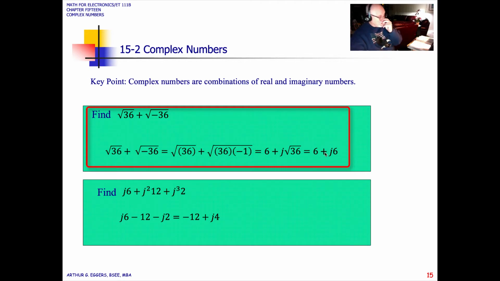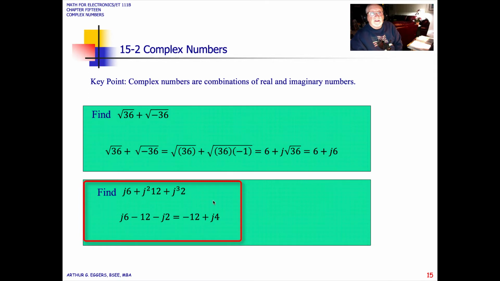So hopefully when you look at this, you get an idea of what this is going to look like on the graph now. You're going to end up with a point at 6 and a point at J6 up in that first quadrant that will give you a vector then to that point from the origin 0 out to 6 and J6. In the next example, we've added a little more complexity in that we've got a J squared, and a J cubed.